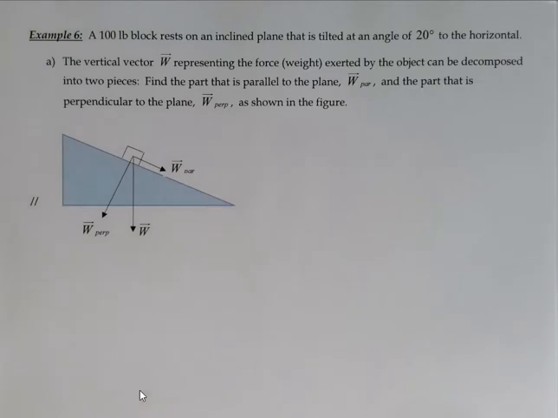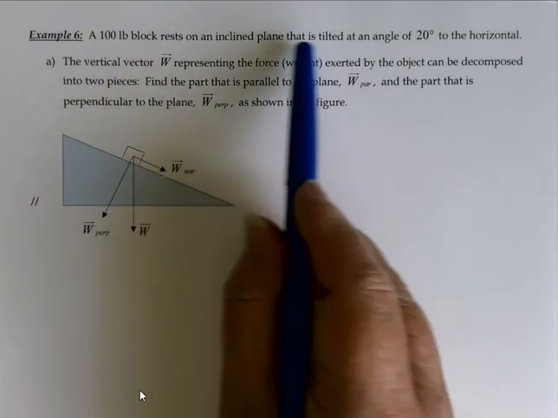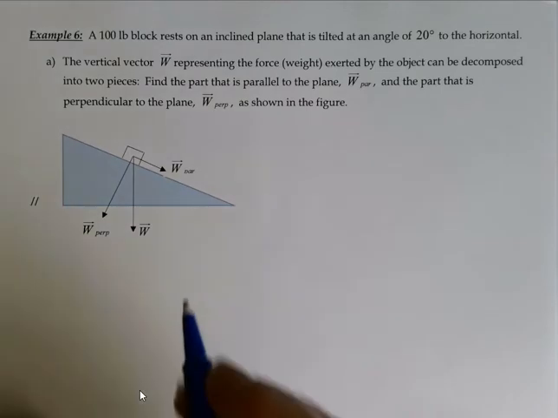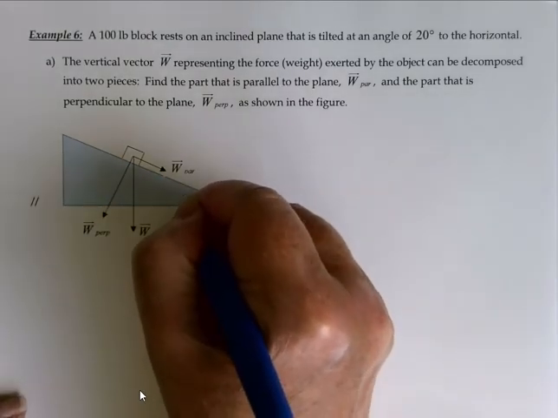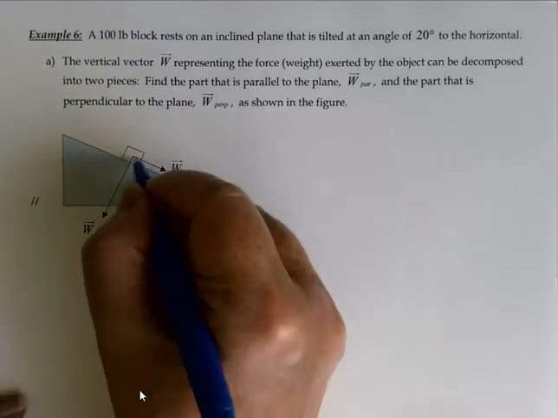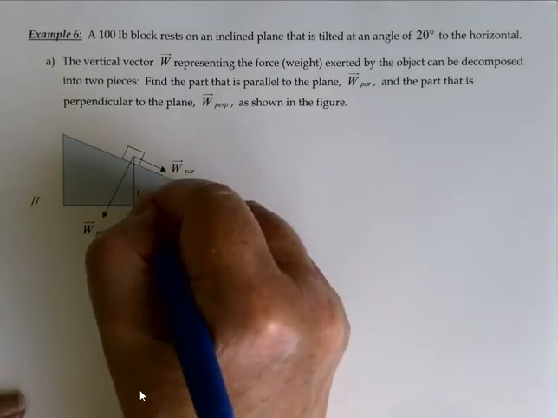So here's a very classic physics problem. It's a sliding block problem. We have a 100-pound block resting on an inclined plane that's tilted at an angle of 20 degrees to the horizontal. So this is a 20-degree angle. And we also know that the magnitude of W here is 100.